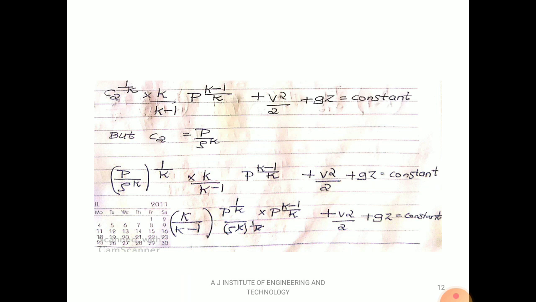But from expression 1 we have C² equal to P by rho^K. So you can replace C² by P divided by rho to the power K. So in place of C², P divided by rho^K, to the power 1/K, into K/(K−1), P^((K−1)/K) plus V²/2 plus Gz equal to constant. You can take outside K/(K−1). You can apply 1/K to the P term as well as the rho^K term, so it becomes P^(1/K) divided by rho^(K·1/K). That is going to cancel, into P^((K−1)/K) plus V²/2 plus Gz equal to constant.